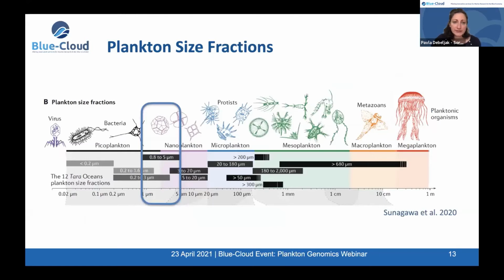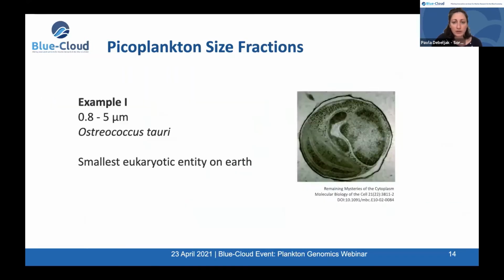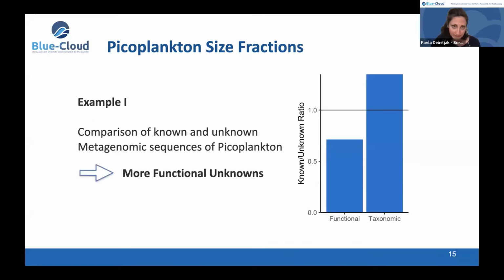So the first size fraction I will look at is the picoplankton, the 0.8 to 5 micrometers size fraction. A representative of the known annotated in this group is, for instance, Ostreococcus tauri. It's not very abundant in the ocean, but it is known as the smallest eukaryotic entity on Earth. In this size fraction, we can extract everything that is picoplankton, and we can then look at the known and the unknown fractions and calculate the ratio for different parts of the ocean, for different stations, or for the different data sets.